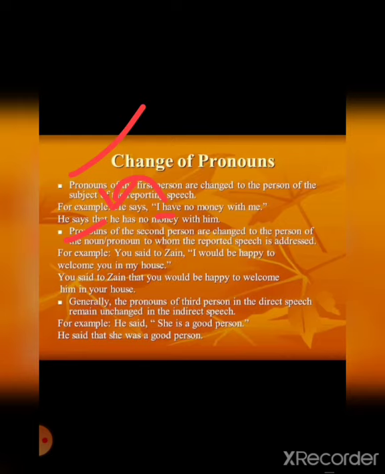For example, you say to Zen, I would be happy to welcome you in my house. So you said to Zen that you would be. So I here also refers to you who is talking. You are talking. So that is why you. Okay. You would be happy to welcome him. Happy to welcome you. You here means I'm referring to Zen. So that is why him in your house. Okay.